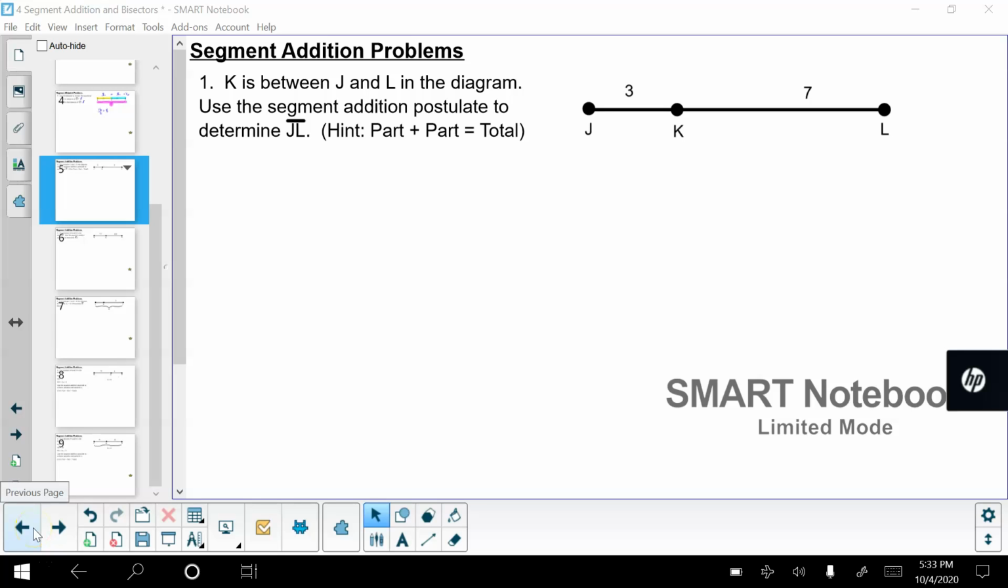Hello, this is our review of problems involving the segment addition postulate. And as we stated before, tomorrow we will be having a test over this. So make sure that you're really watching the video, do your own sketches so that you can practice working out the problems. And during the video, it may pause and ask you questions.